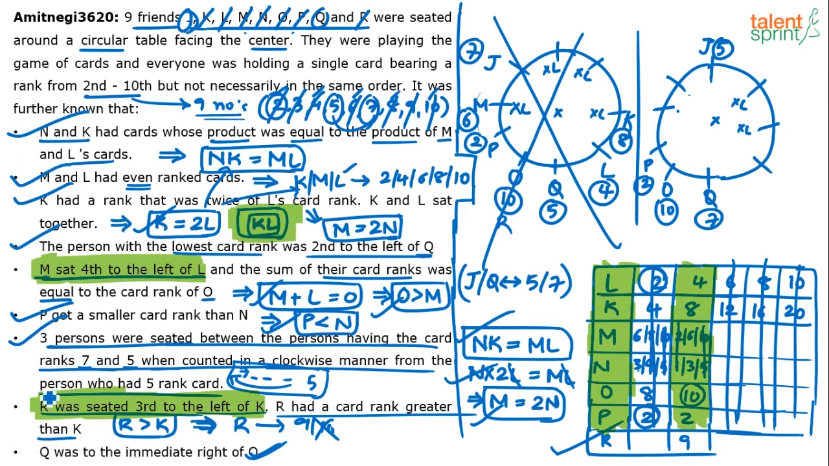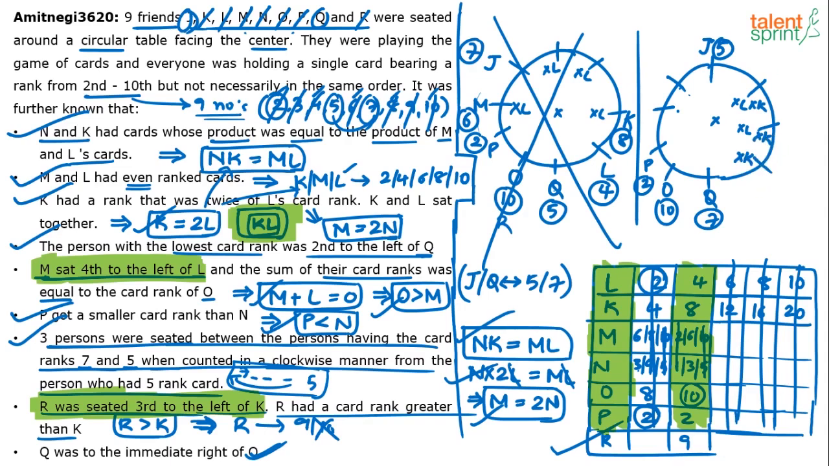Let me try the other point. R was seated third to the left of K. So K comes here. 1, 2, 3. R has to come here. If K comes here, 1, 2, 3. R has to come here. Possible. Both are possible. If K comes here, 1, 2, 3, R cannot come. Yes. So I think K cannot come in these 3 positions. K cannot come here. K cannot come here. And K cannot come here.